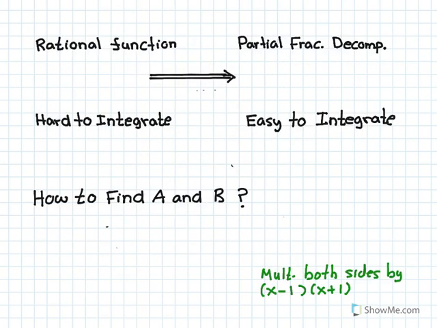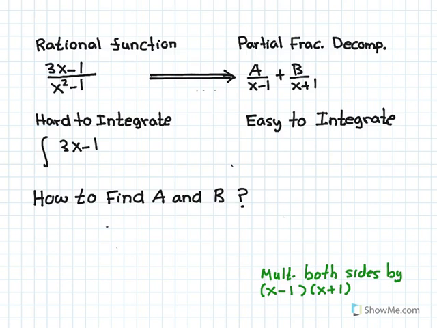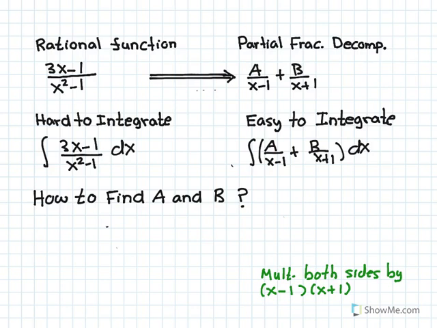All right, so we have a rational function, say 3x minus 1 divided by x squared minus 1. And our goal is to apply partial fraction decomposition and rewrite this as A over x minus 1 plus B over x plus 1. So you can see that 3x minus 1 divided by x squared minus 1 is going to be hard to integrate. This is difficult to integrate. But we can see that if we decompose it into A over x minus 1 plus B over x plus 1 dx, this will be easy to integrate. So again, how do we find A and B?